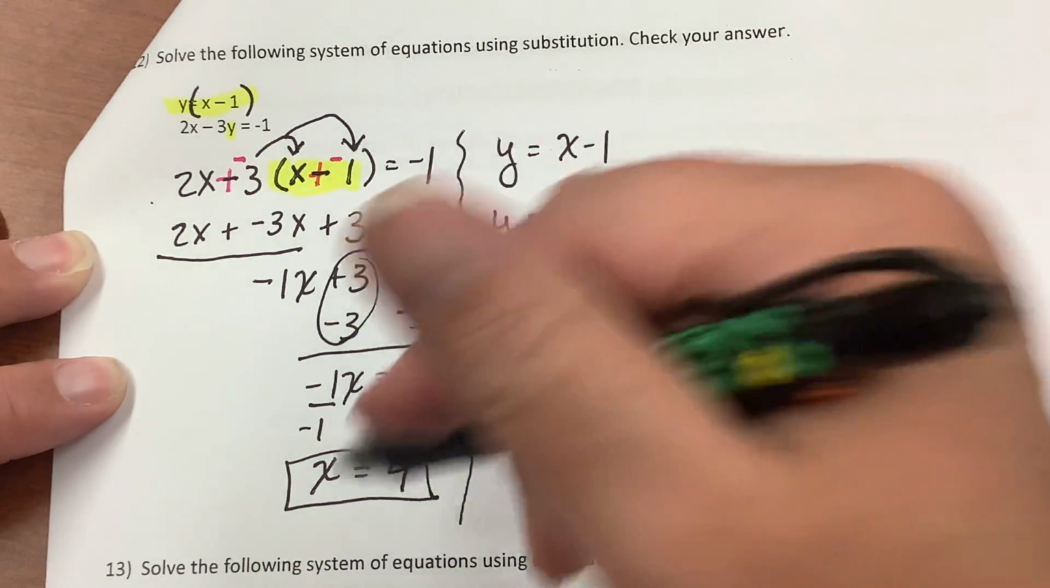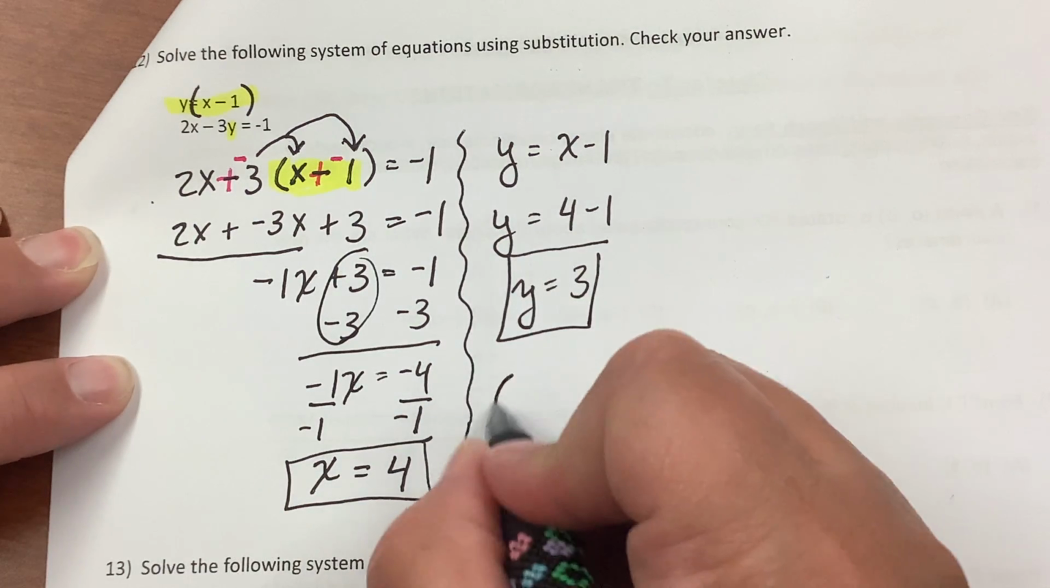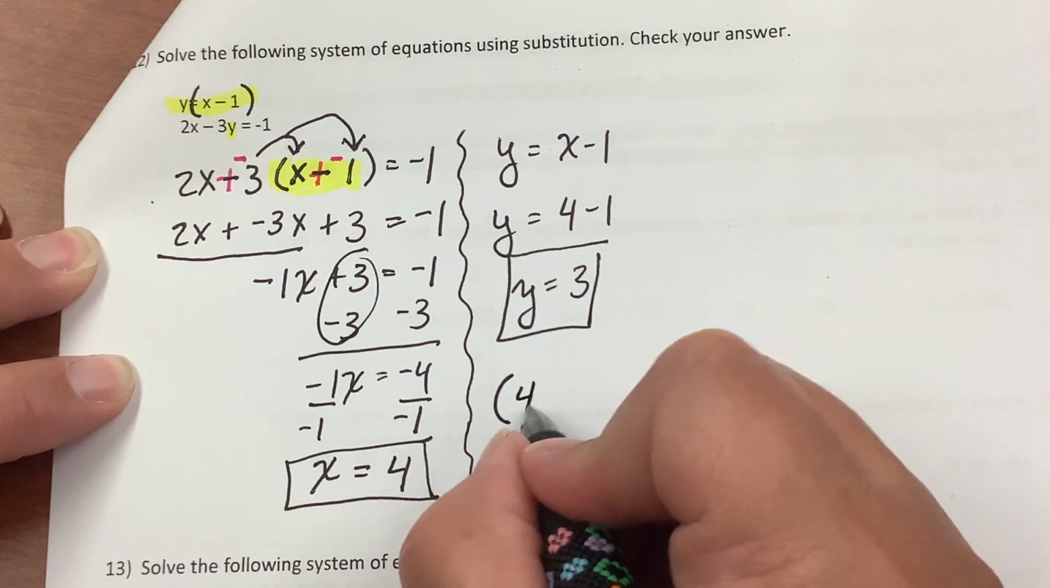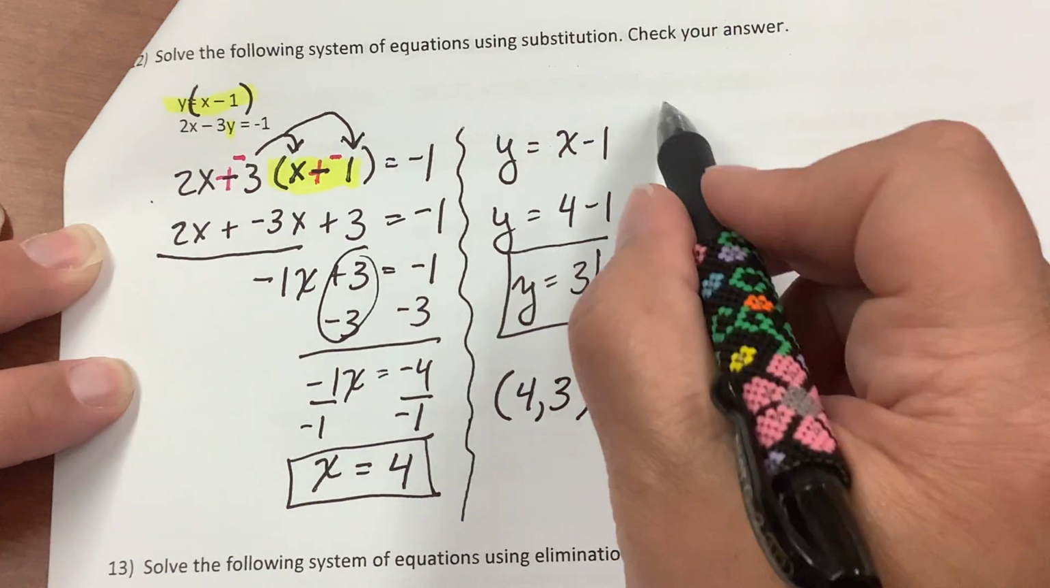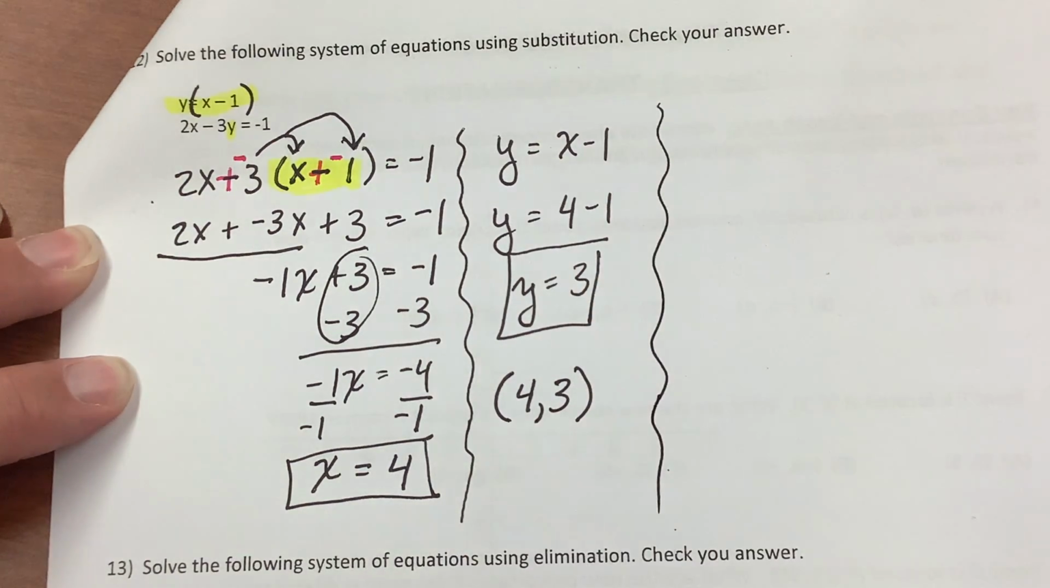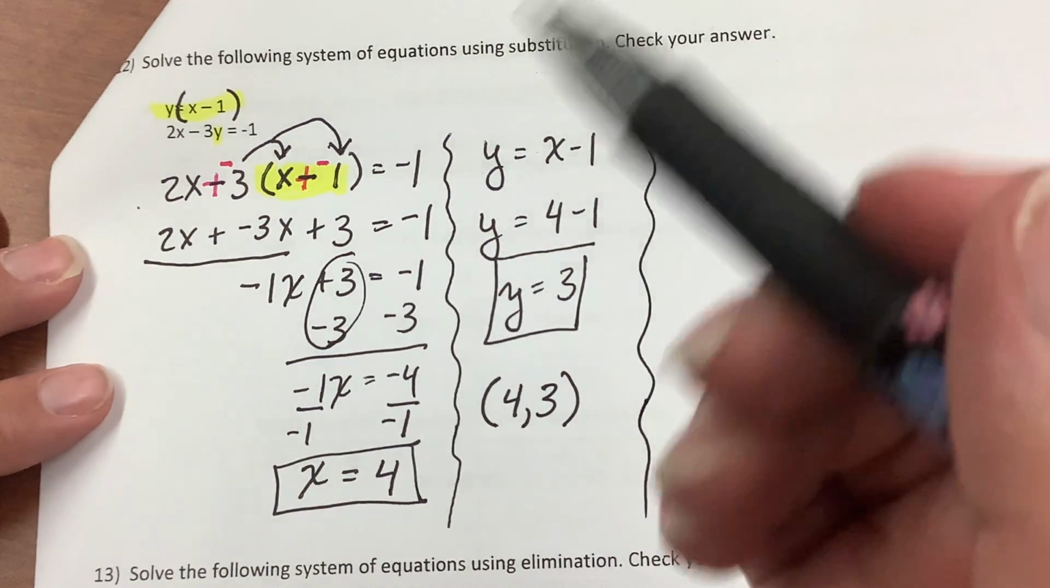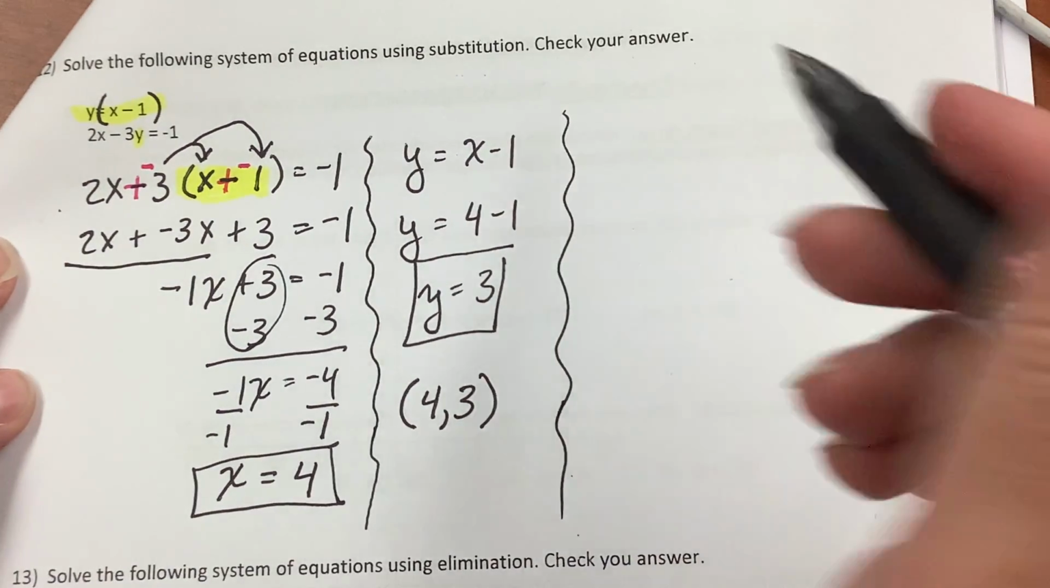Now I know my answer. X is 4, y is 3. I can write it as an ordered pair 4, 3. But you know that if you got that going on, you got to check it. So I'm going to use the second problem to check it and make sure that it's equal.